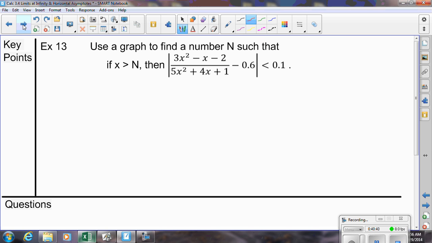So use a graph to find a number n such that if we have x is bigger than n, then this whole piece. Well, I would like to point out something here. You notice how we have 2 and 2? Because the exponents match, we've got our shortcut that would say the limit is just 3 over 5. That's where the 0.6 is coming from. 3 over 5 is our 0.6. So this is telling us we need a graph. Well, let's grab our calculator and plug it in.